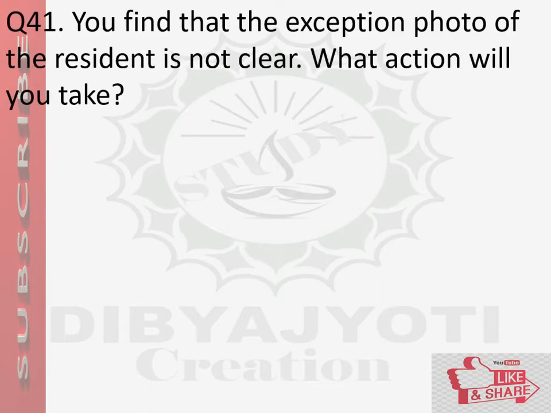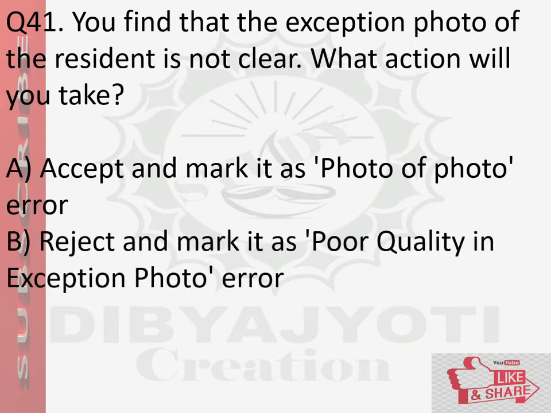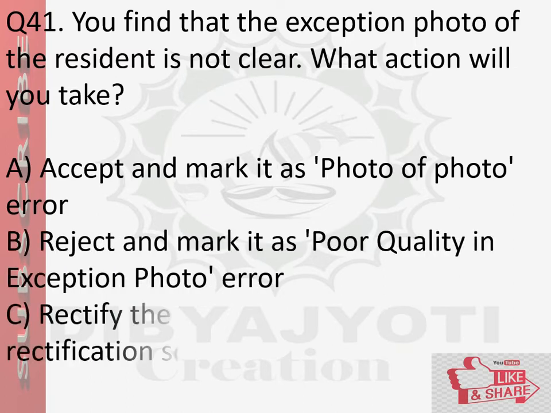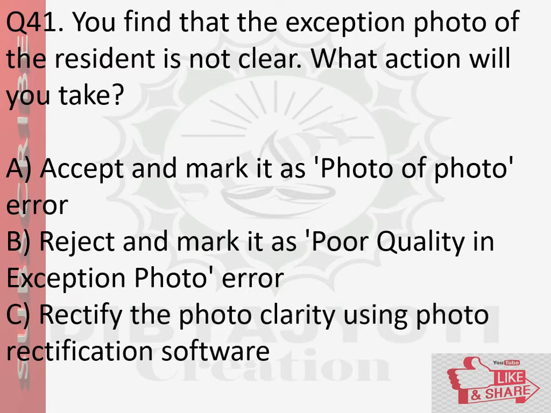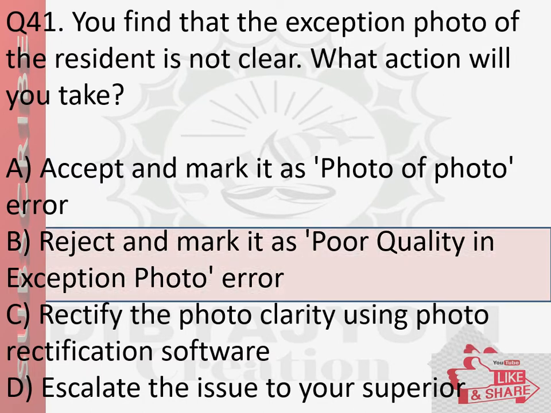You find that the exception photo of the resident is not clear. What action will you take? Options are: option A, accept and mark it as photo of photo error. Option B, reject and mark it as poor quality in exception photo error. Option C, rectify the photo clarity using photo rectification software. Option D, escalate the issue to your supervisor. And answer is option B, reject and mark it as poor quality in exception photo error.